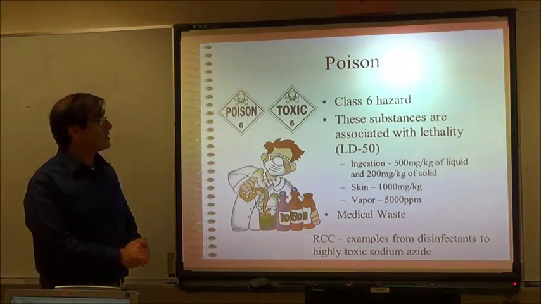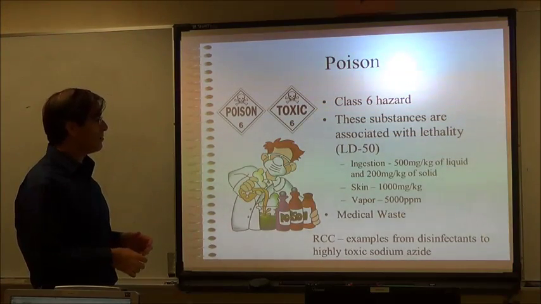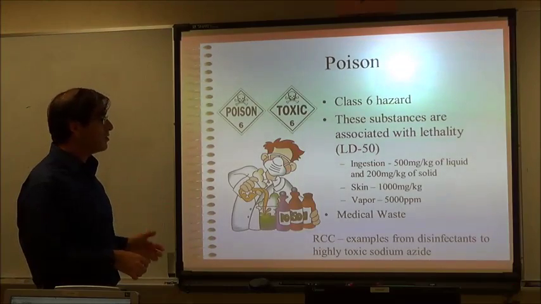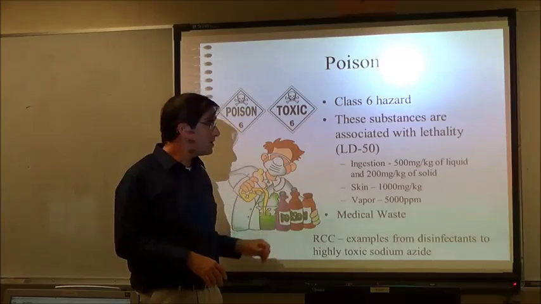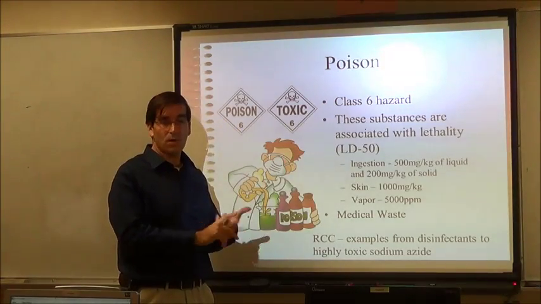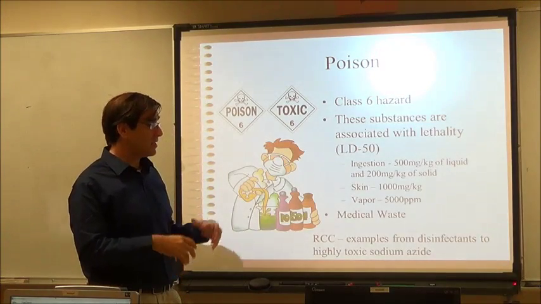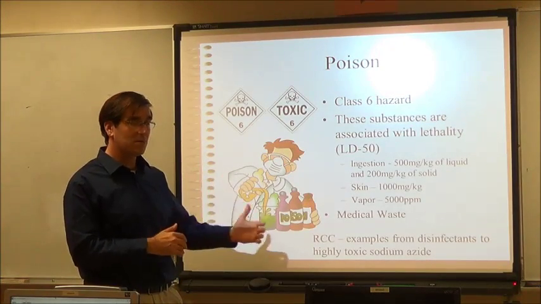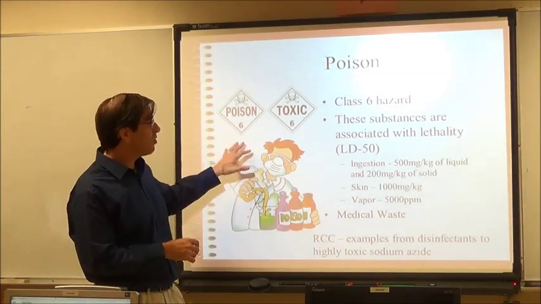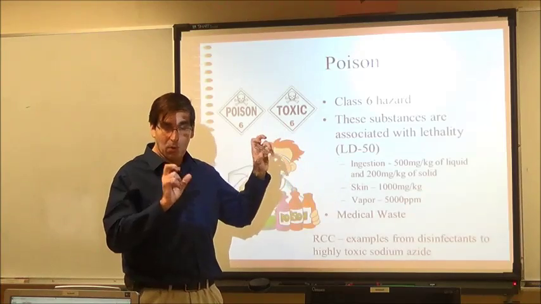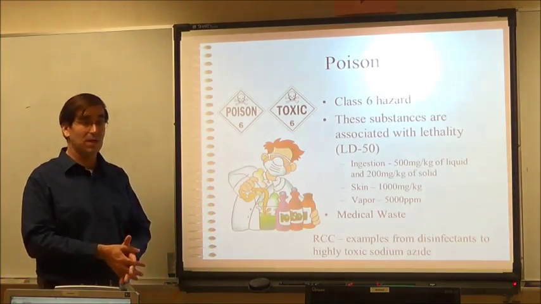Okay, class 6. These are poisons, substances that are associated with lethality. So if you remember before I mentioned LD, you might also see an LC value, LD50 or an LC50. This either stands for lethal dose or lethal concentration 50. As I said, these are concentrations at which point 50% of the subjects that they tested would die. So what this means is that just because something is a poison, it doesn't mean that that substance is poisonous at the concentration you're using it at.